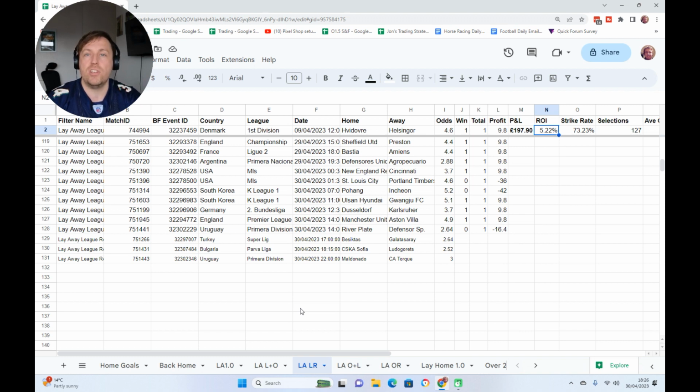That's not enough to know whether a league's profitable or not. Now, the reality is, a lot of leagues, you might only have 7, 8, 9, 10 selections. So you're removing a league based on 10 data points.